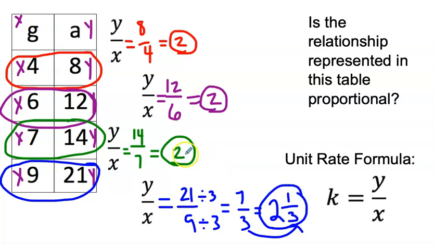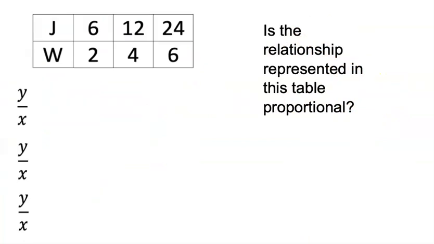Even though 2 and 1/3 is close to 2, this is not the same unit rate as the 2's. Since the unit rate is not the same throughout, this is not a proportional relationship. So we say no. We were being asked, is the relationship represented in this table proportional? So no, it's not proportional.